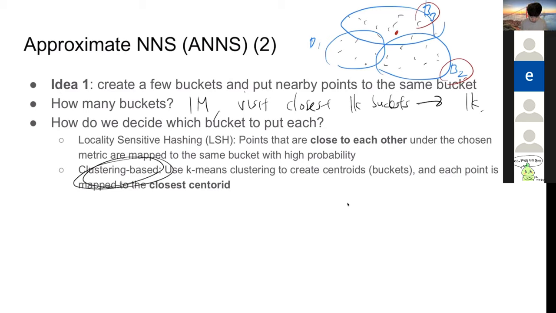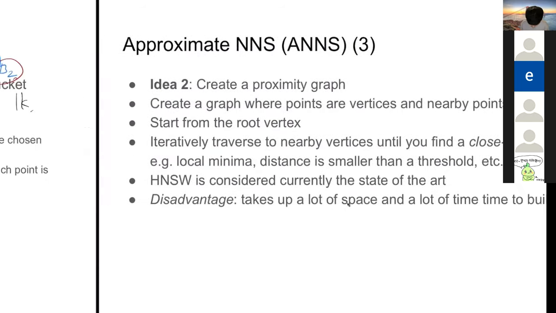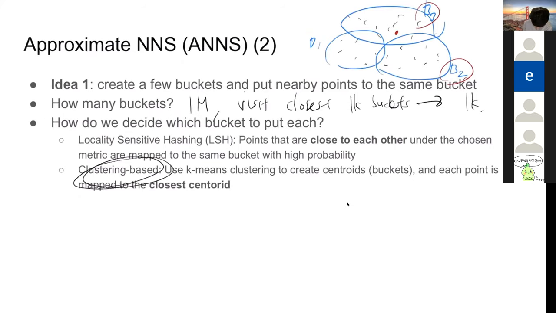And the clustering-based method is quite simple. What it does is that you just use k-means clustering, and k-means is just an iterative process of creating the clusters. So I can briefly explain what k-means is. Here, suppose that you start with these points, and you just randomly guess where the centroids will be. Let's say that we have three buckets. We're going to work with three buckets.